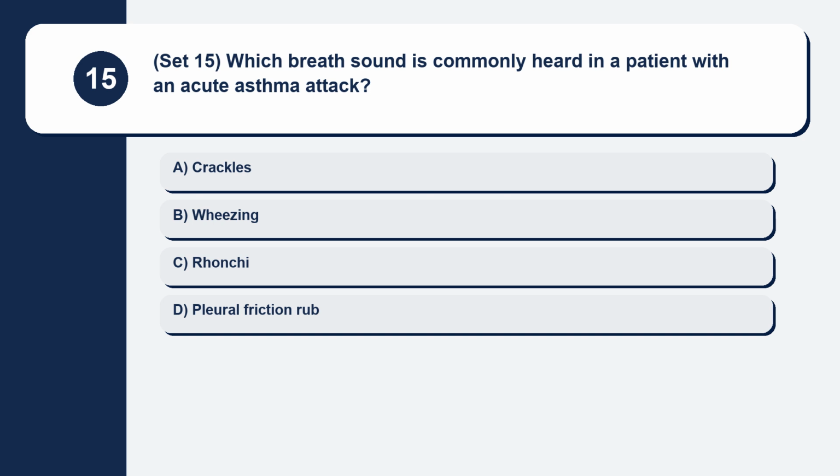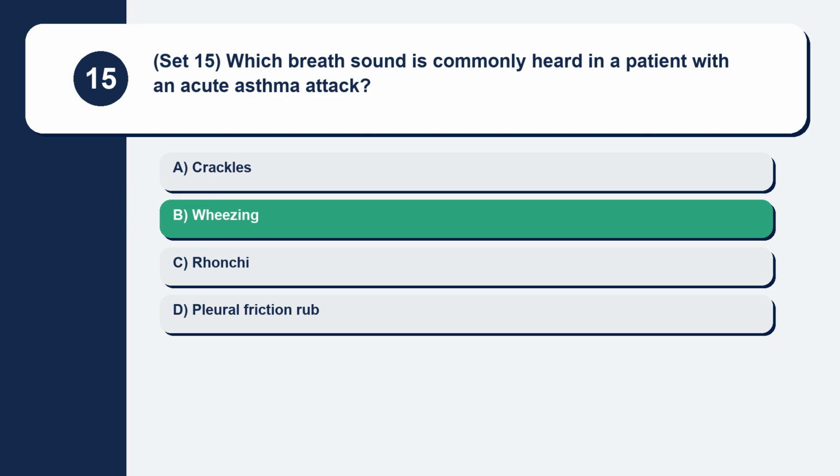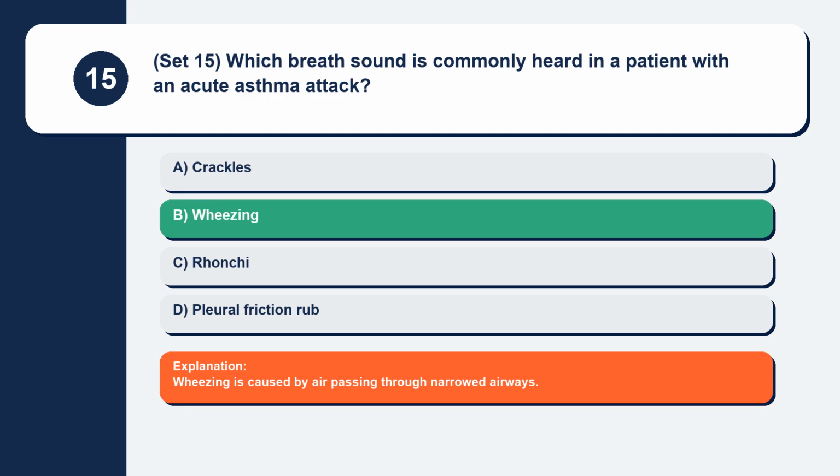Question 15. Set 15. Which breath sound is commonly heard in a patient with an acute asthma attack? Crackles, wheezing, rhonchi, pleural friction rub. Wheezing is caused by air passing through narrowed airways.